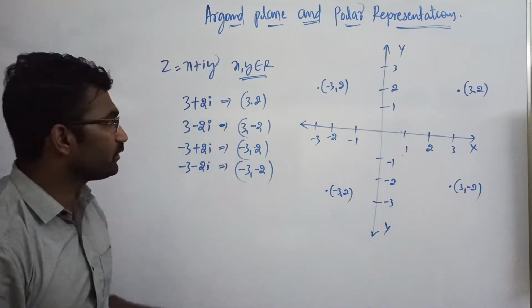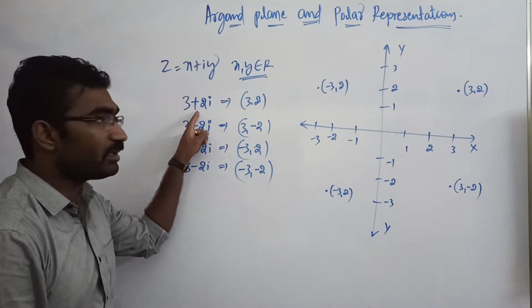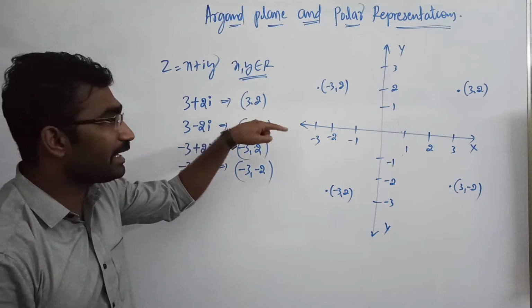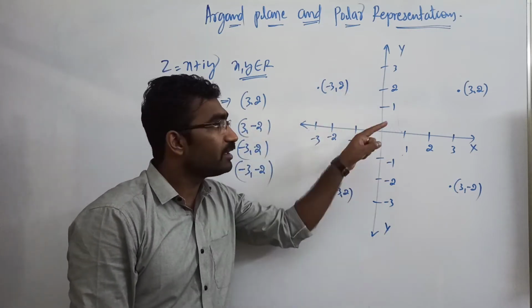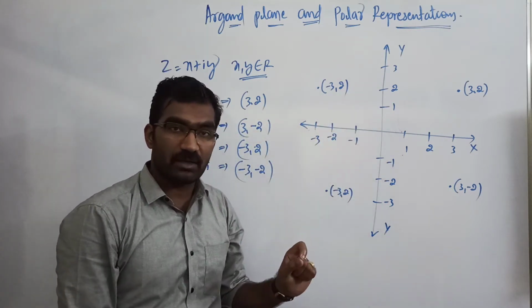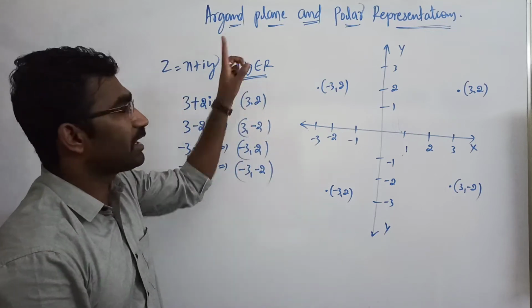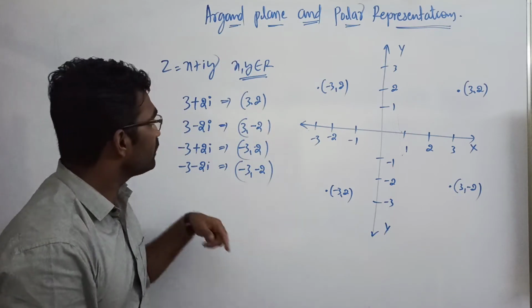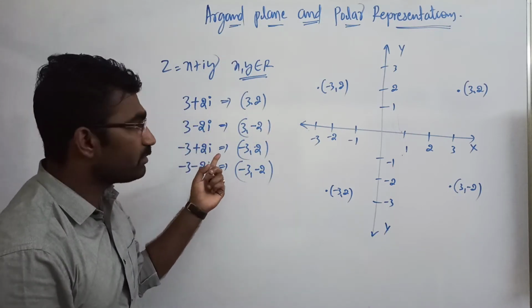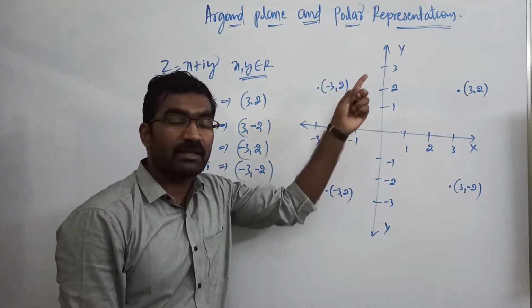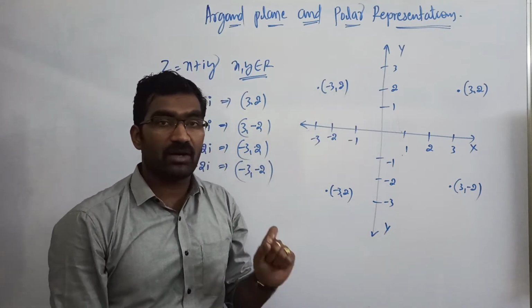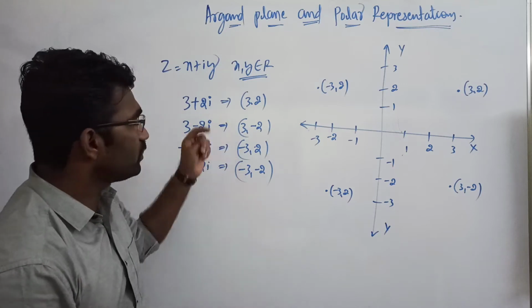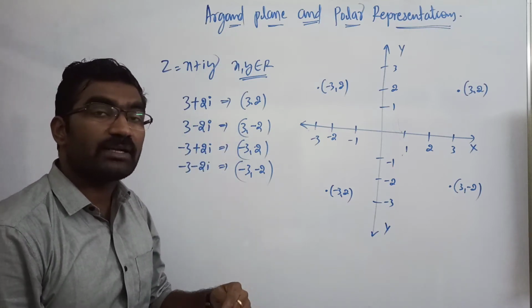What I did here: first, I took a complex number, made it a point, then assigned it on the xy plane. Now this xy plane is called the complex plane or Argand plane. If I assign a complex number as a point on the xy plane, that plane is called the complex plane or Argand plane.